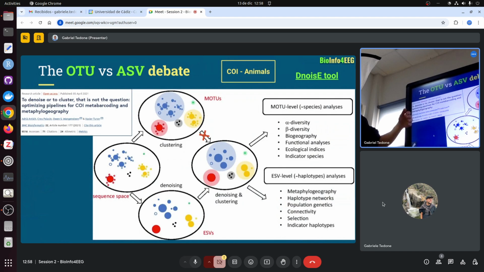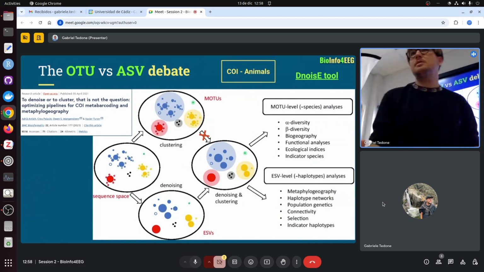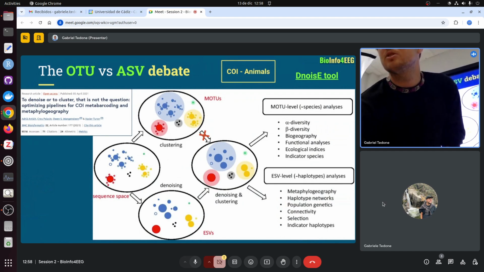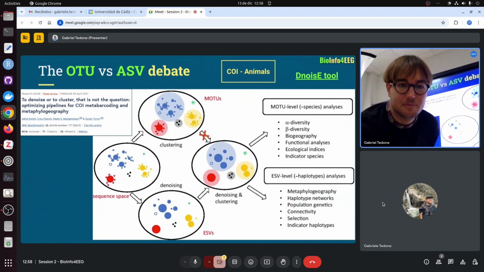So this inspired me to go deeper into the subject. That is what this last part of the presentation was about. And yeah, I would say combine both approaches depending on what you want to achieve.